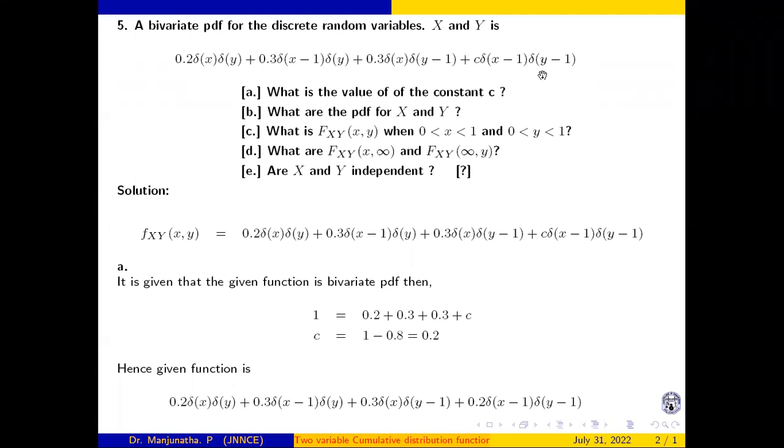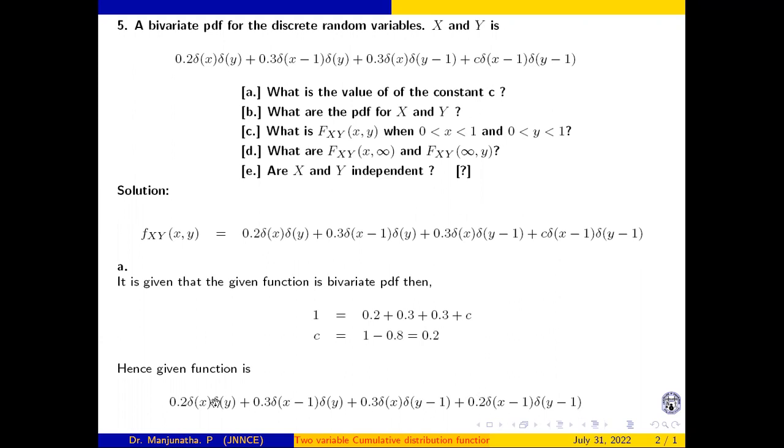First, we will determine its constant c. If it is a PDF, then we know that the summation of that PDF is equal to 1. That is, the coefficient of this one is 0.2, the second one is 0.3, this is 0.3, and the last is c. So 0.2 plus 0.3 plus 0.3 is 0.8. c is equal to 1 minus 0.8, that is 0.2. That is, c is 0.2.